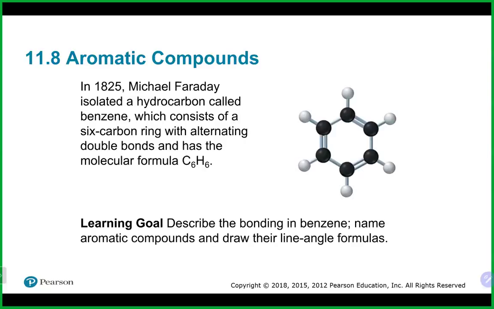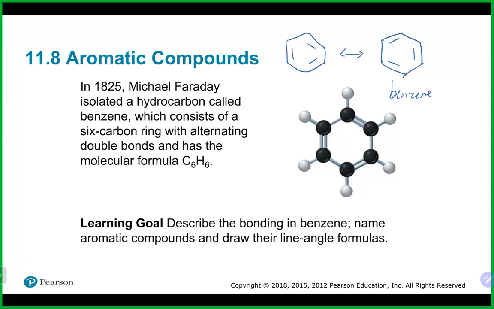All right. The next thing we're going to talk about is actually aromatic compounds. And aromatic compounds are really a group of organic compounds that contain a special type of ring structure. So this is the structure for benzene, where those double bonds move around to the other side, basically.